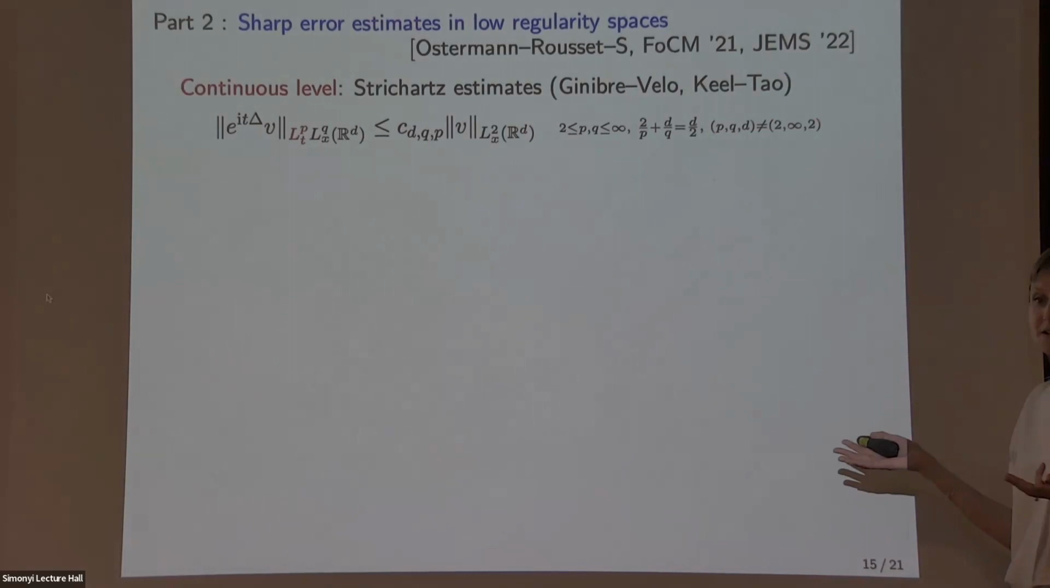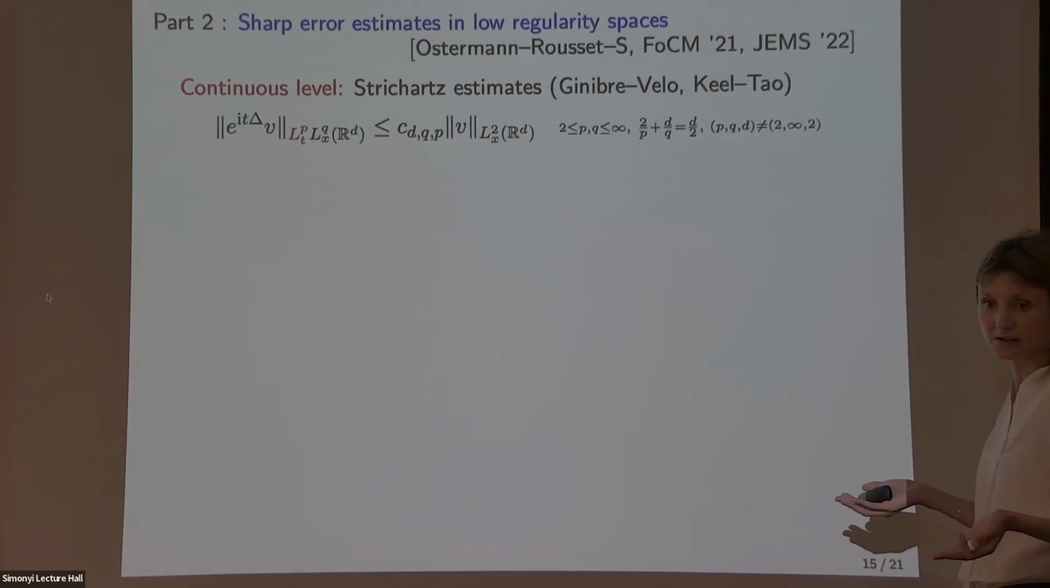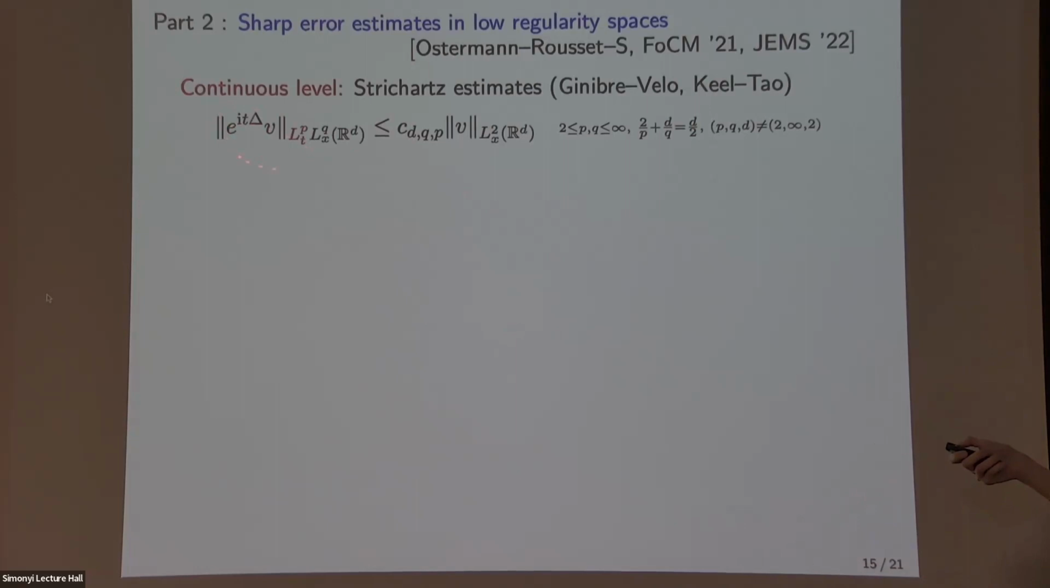Because basically you have the same problem if you look at the well-posedness of dispersive equations in low regularity spaces, you cannot take the bilinear estimates. And then what is the essential tool? The essential tool are Strichartz estimates. In the Strichartz estimates, you know that you gain in integrability thanks to the Schrödinger flow.